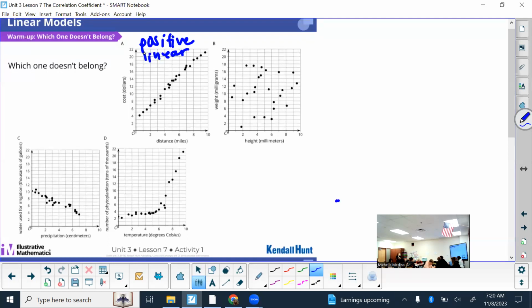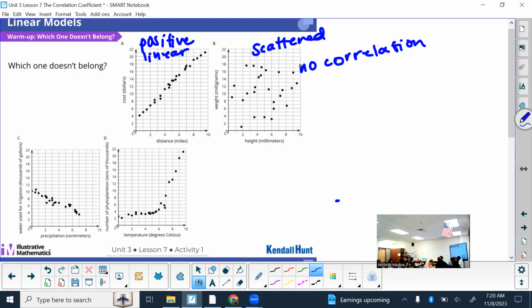Okay, raise your hand if you chose B is not belonging. Okay, Remy, why? Because they're all scattered. Okay, all scattered, the rest are not scattered. All right, anyone else have another reason that one doesn't belong? Parker? It has no correlation. At least maybe not visibly.